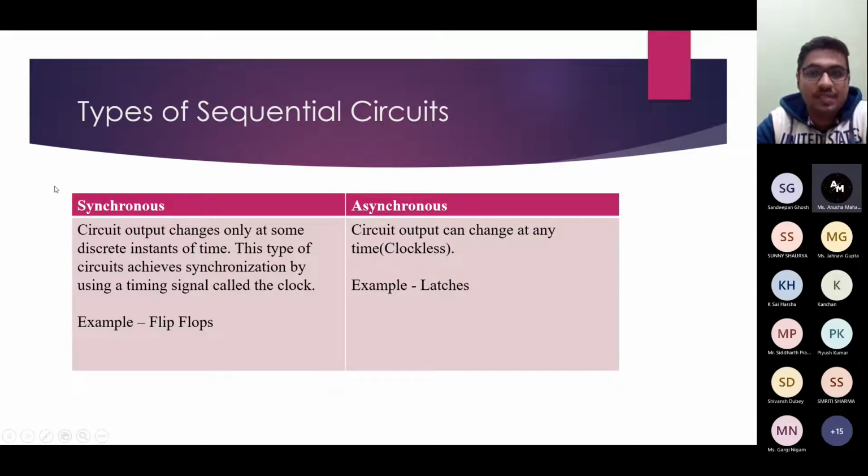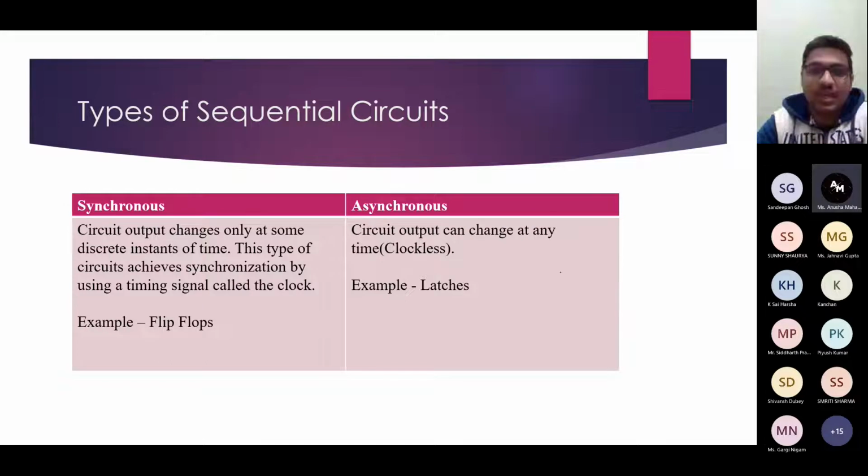Now the types of sequential circuits. Sequential circuits are of two types. One is synchronous and another one is asynchronous. In synchronous sequential circuits, output change can occur only at discrete instants of time. This type of circuit achieves synchronization by using a timing signal called the clock signal. While in asynchronous sequential circuits, the output can change at any instant of time.